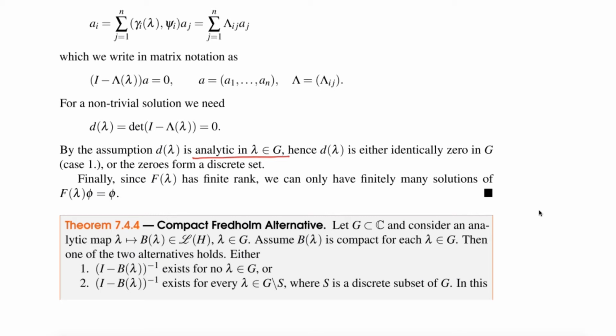Again, we have a subset G in the complex plane and an analytic map, lambda maps to B lambda, where now the operators are called B. And we assume each B lambda is compact for each lambda in G. Then again, we have one of the two alternatives. Either I minus B lambda inverse exists for no lambda, or it exists for almost every lambda except a discrete set S.